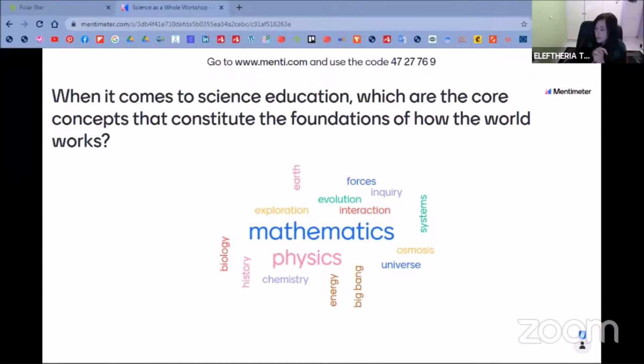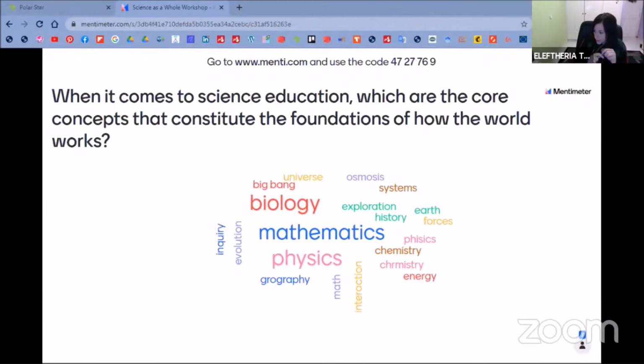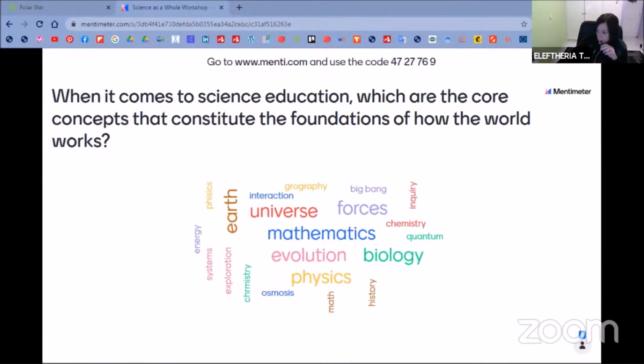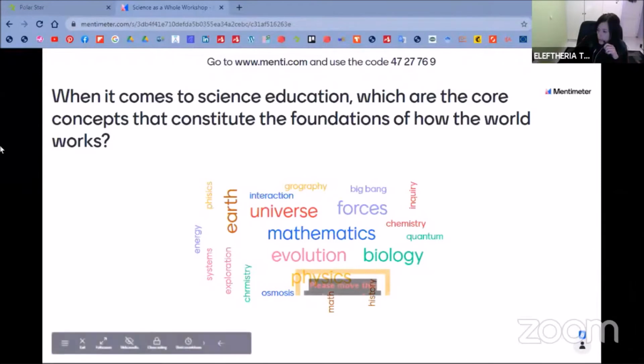Well, mathematics is a completely different discipline. That's why I would say STEM or STEAM. Science and mathematics are considered separate disciplines. We have someone here saying about the quantum, which I love because the quantum world is really literally missing from most science curricula. Geography, interactions. This is a great bunch.